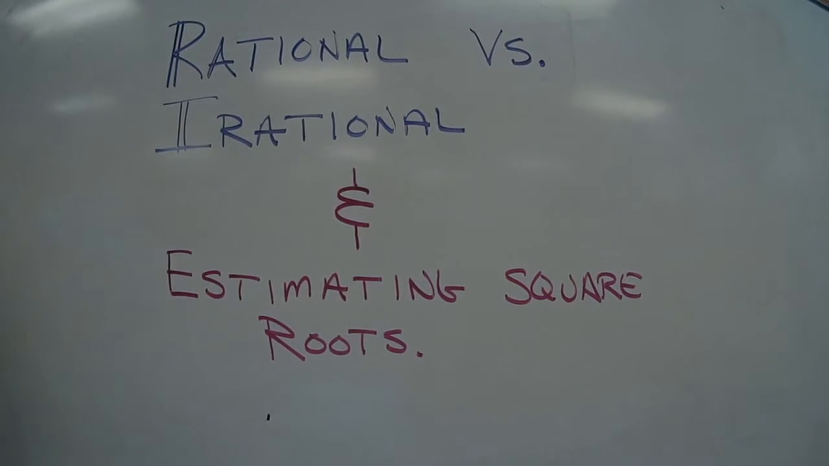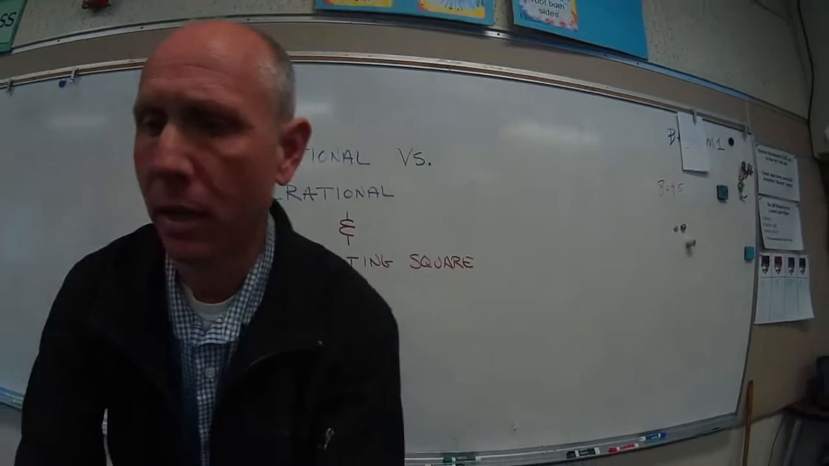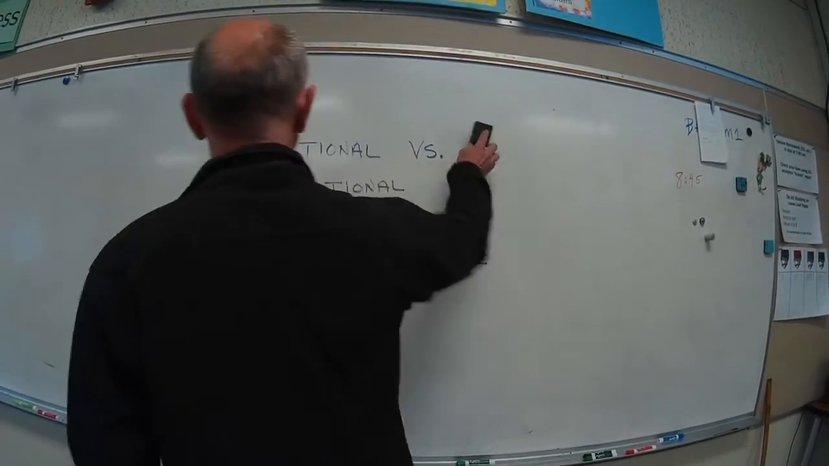All right, this is Mr. Barr, and this is rational versus irrational and estimating square roots. All right, so here's what we're going to do.